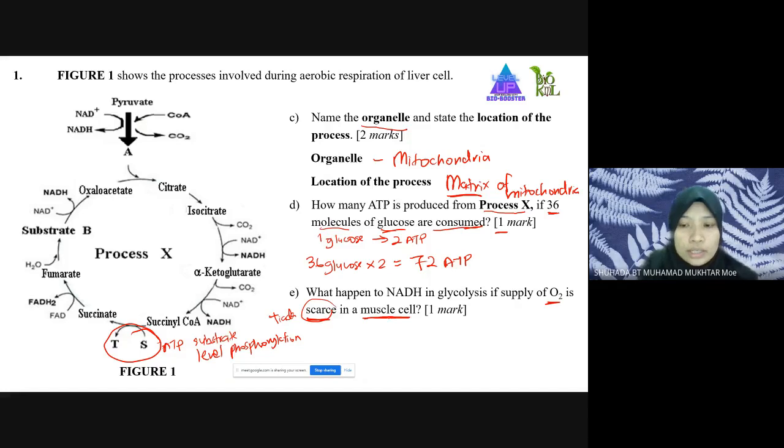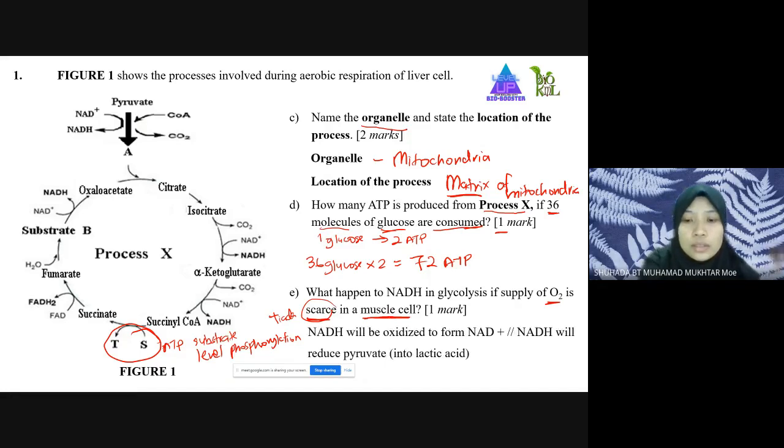So NADH akan reduce. Okay, NADH will be oxidized to form NAD plus ataupun NADH will reduce pyruvate into lactic acid. Okay, so 1 mark only. Okay, so sama ada yang ni ataupun yang ni. Kalau the best is this one lah actually. So you just mention NADH will reduce pyruvate into lactic acid sebab dia specifically cakap tanya pasal muscle cell. Okay, so that is question number 1.